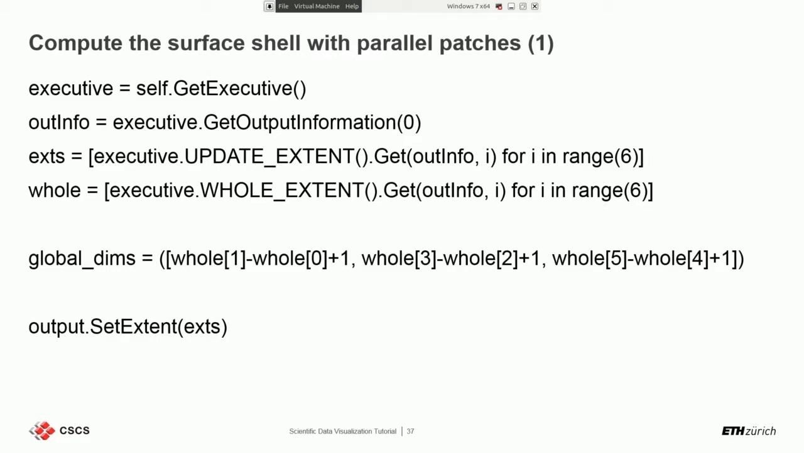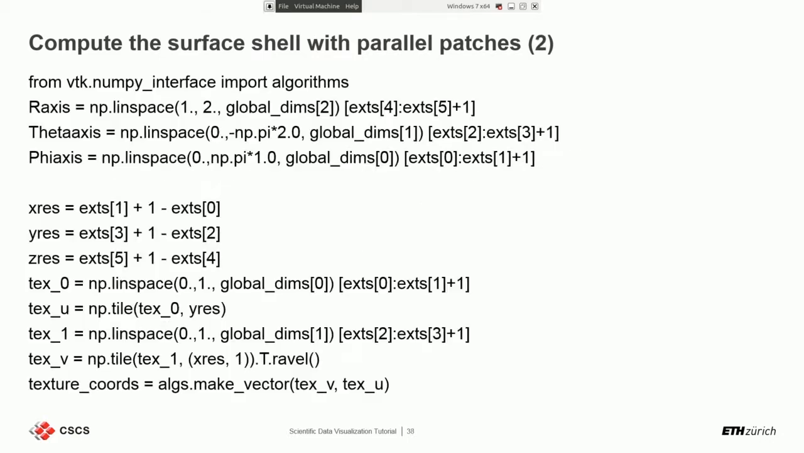For my particular processor, you have to reason like this. I am processor 0, I'm processor 1, etc. My output will be using the local dimensions. Next.